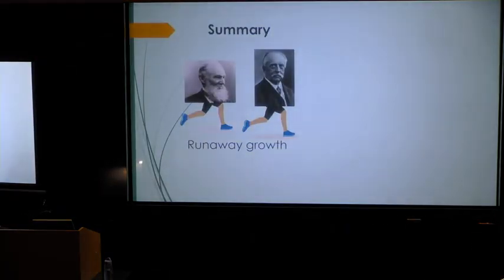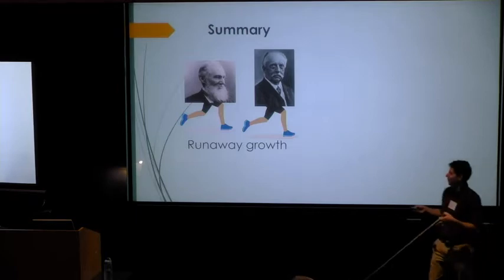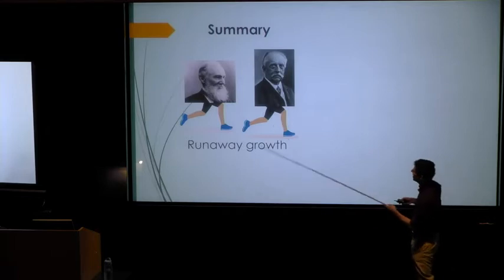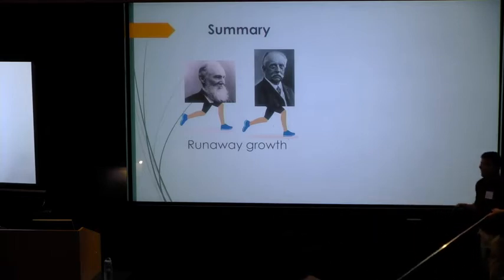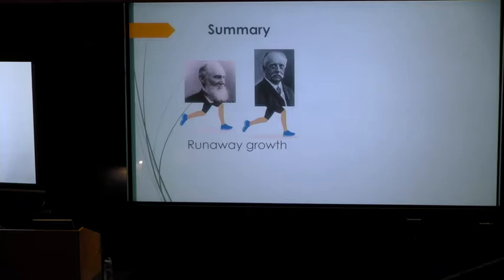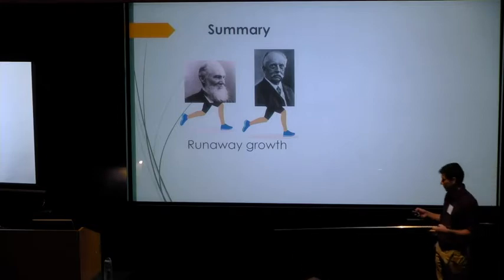Okay, so I'll summarize the talk. Giant planets get to their large masses through a runaway growth process, which is essentially the result of ever-shortening Kelvin-Helmholtz cooling timescales.